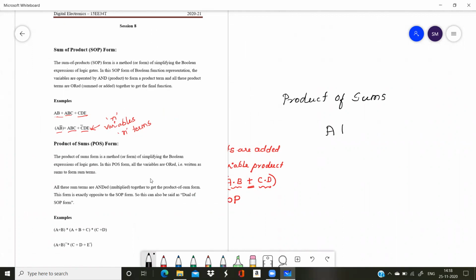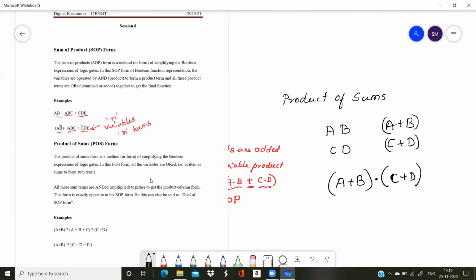Again, consider two variables A and B. Sum means A plus B. Consider two more variables, C plus D. Now, this is the sum which is to be multiplied. Okay, A plus B is a sum, C plus D is one more sum. So, product of sums, these are to be multiplied: A plus B multiplied with C plus D. Okay, product of sums. Sums we have and they are multiplied. So this is product of sums form.